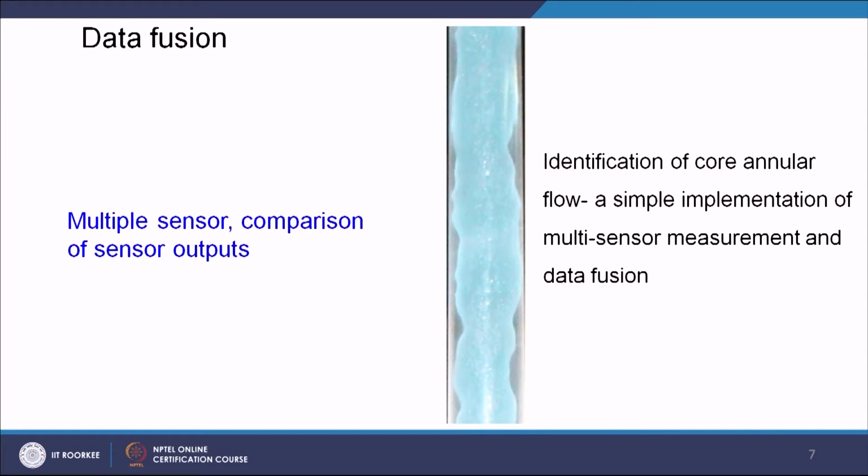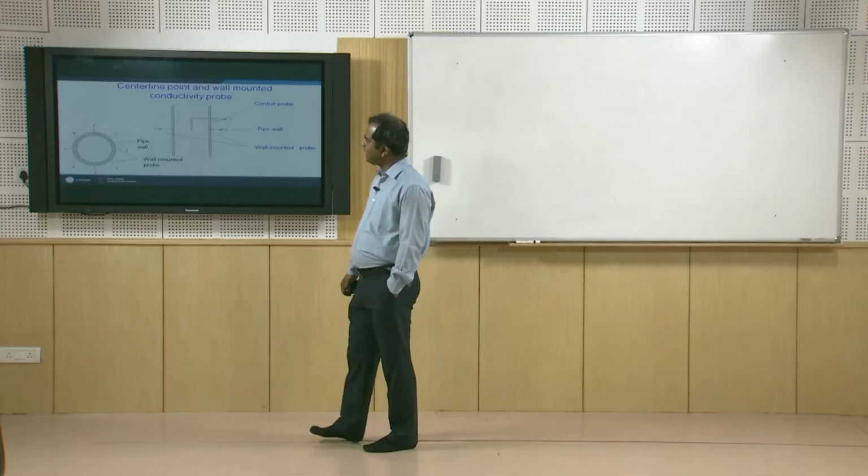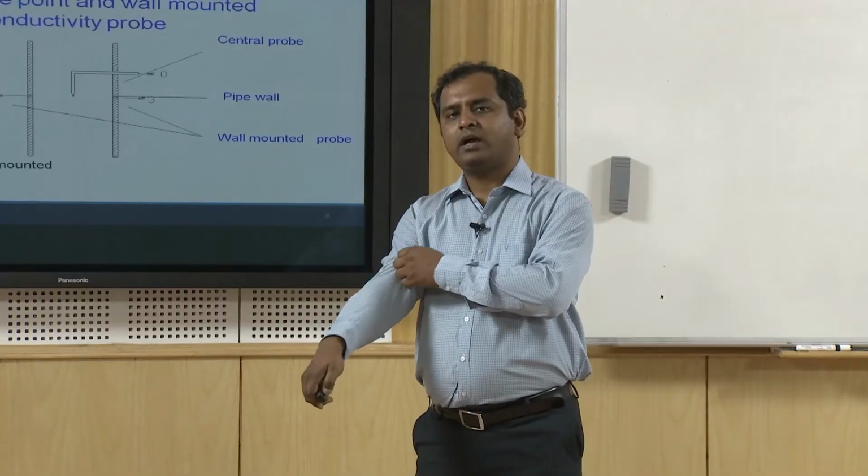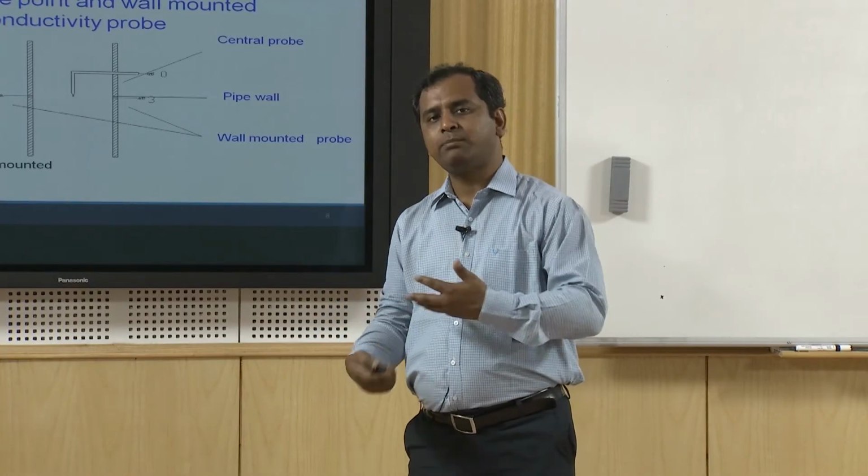So, let us try to see whether we can capture this core annular flow using multiple sensors, okay, and compare the signals between the sensors. Okay. So, to find this out, we have taken the help of a conductivity probe, but we have taken the help of multiple probes over here.